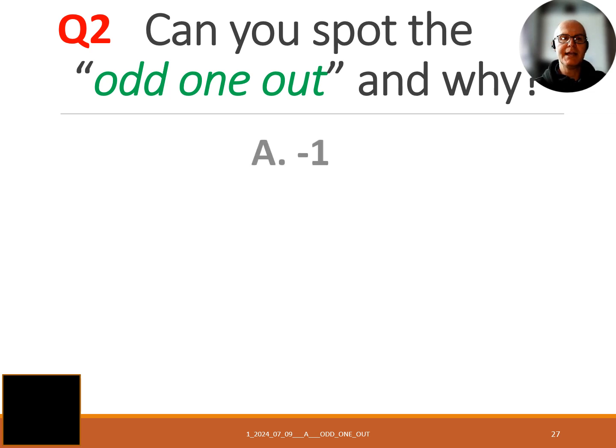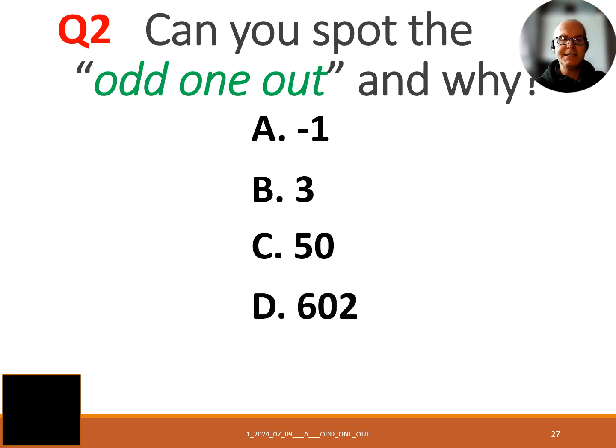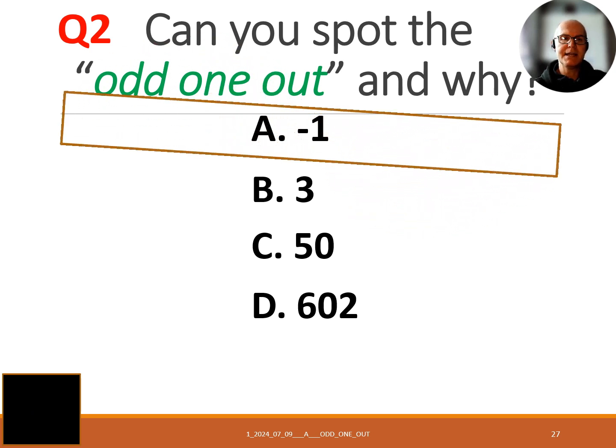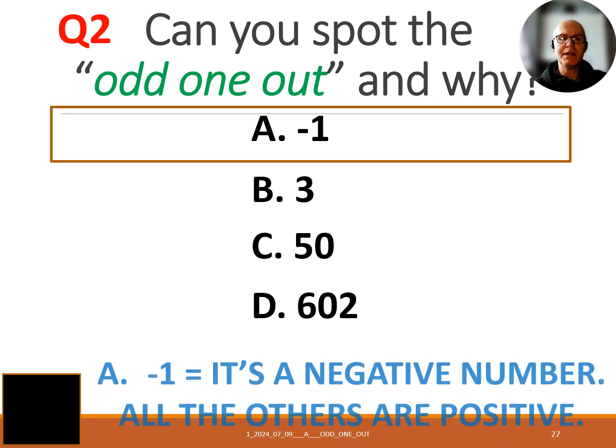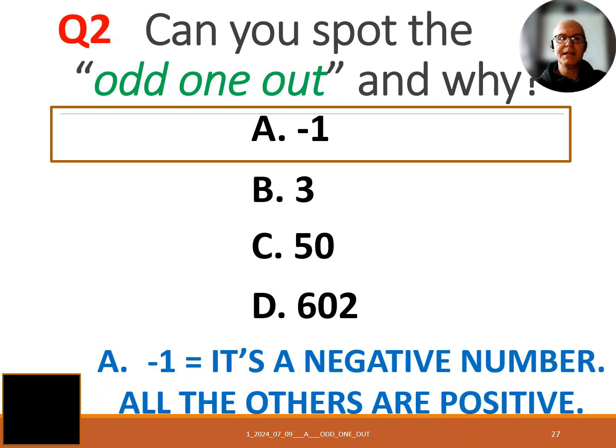Question 2. A, -1, B, 3, C, 50, D, 602. What did you think was the odd one out here, and why did you think it was the odd one out? The answer is A, -1, because it's the only negative number. 3, 50 and 602 are all positive numbers.